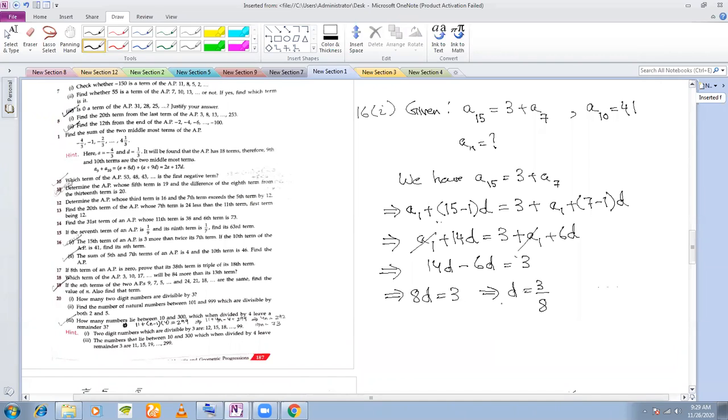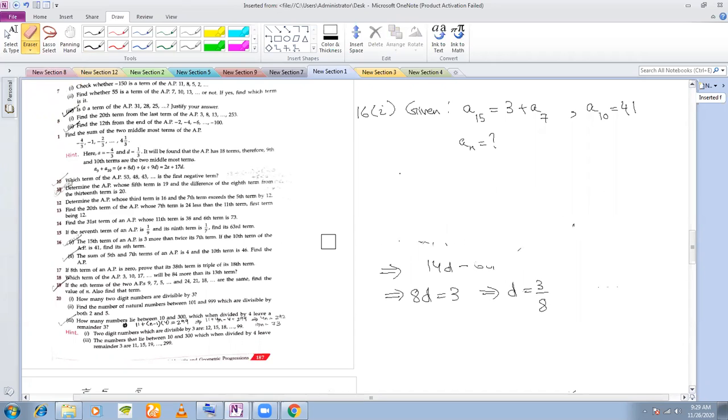The 15th term of an AP is 3 more than twice the 7th term. I have written the equation wrongly. That's why A1 is cancelling. If you read the question, the 15th term is 3 more than twice the 7th term. So 3 plus twice A7. And the 10th term is given to me.